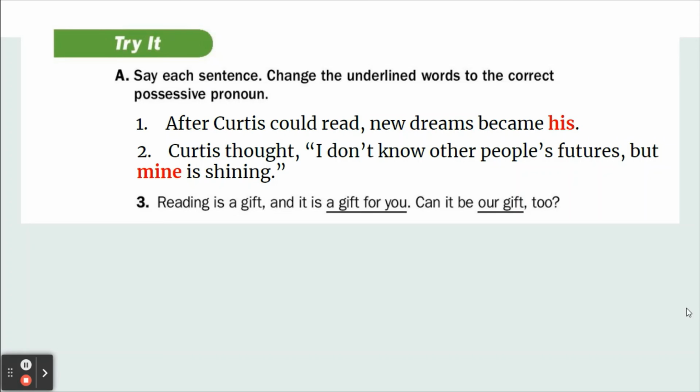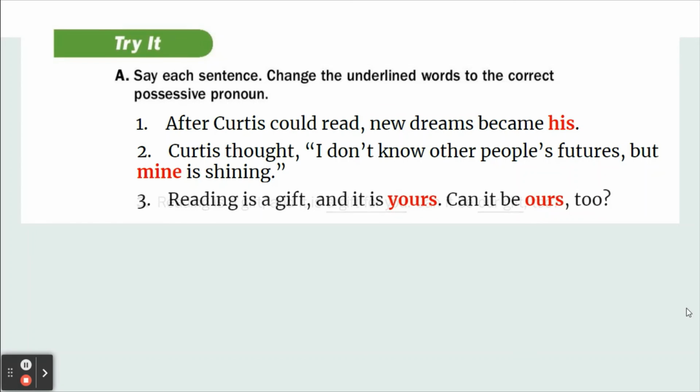Reading is a gift, and it is a gift for you. Can it be our gift too? So how can I replace that underline? Okay, so we have here two different ones, right? So reading is a gift, and it is a gift to you. Can it be our gift too? So the first one, like I said, it can be yours, right? I could say that. Can it be ours too? Okay, so let's look at it. Here we go. And it is yours. Can it be ours too?